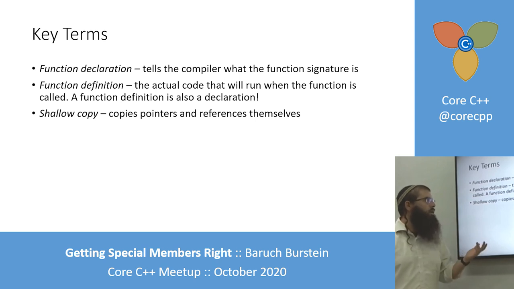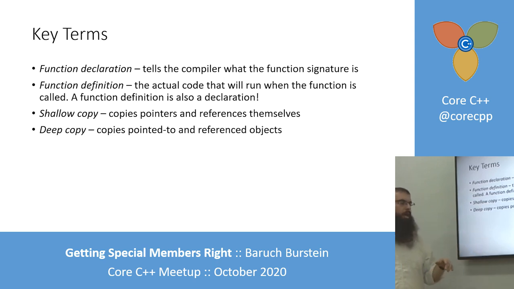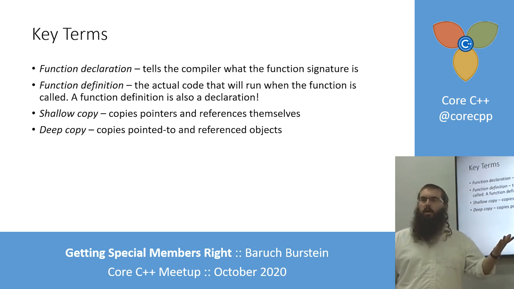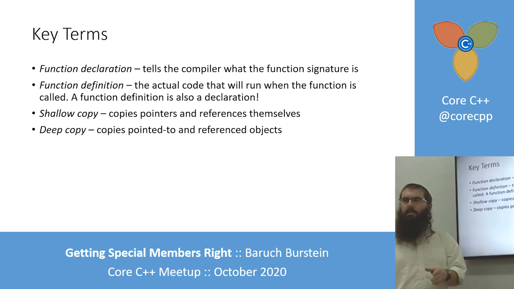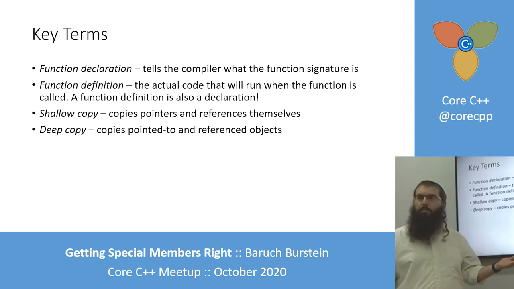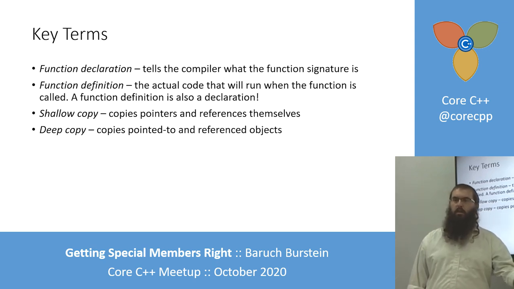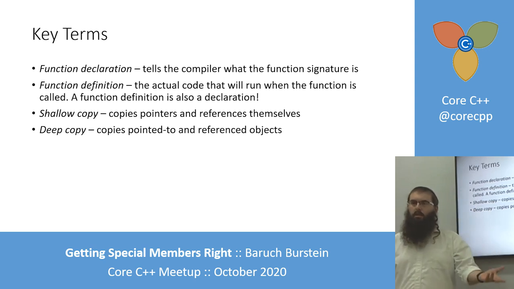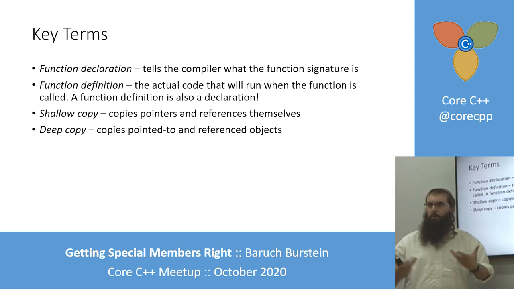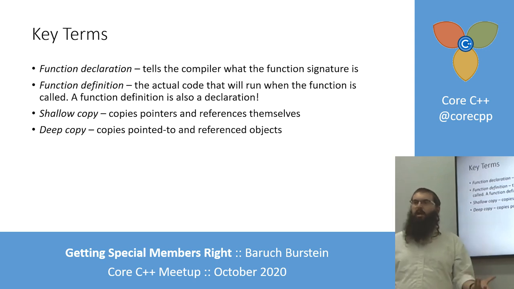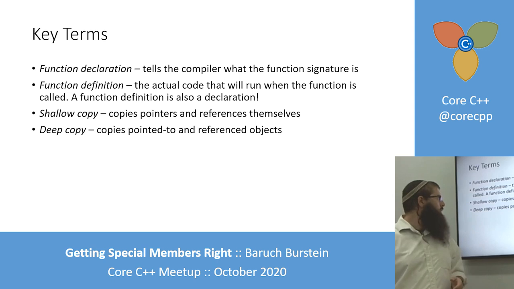Also copies, if somebody's not aware: shallow copy and deep copy. If an object holds either pointers or references to other objects, a shallow copy of the object just copies the pointer as is, or copies the reference. It's still pointing or referring to the same object. As opposed to a deep copy, which copies the referenced object itself, or the pointed-to object. And basically we end up with two equal but separate objects.